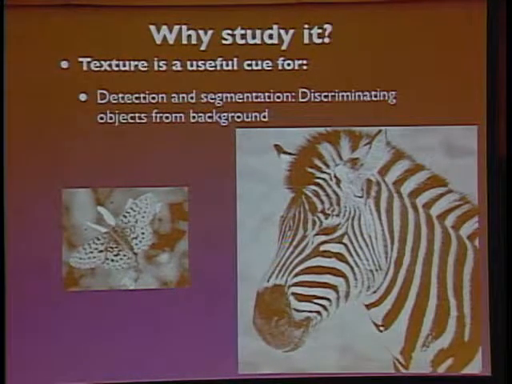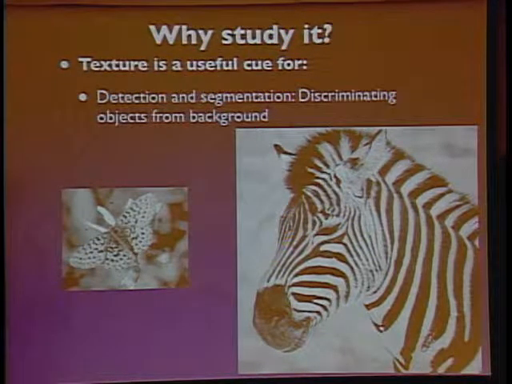There are a number of reasons why we want to take this notion of texture and quantify it in various ways. It's a useful cue, first of all, for detection and segmentation. Simply put, there are some objects that are discriminated from their background based on their textures. A zebra is a perfect example. It's the thing that really tells you that some part of the image corresponds to a zebra as opposed to a background is the fact that it's stripy.